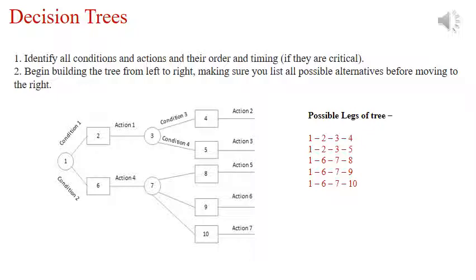This is one leg. Thereafter in the second leg we are starting from 1 2 3 5. In the third leg we are starting with 1, then 1 6 7 8, then 1 6 7 9, then 1 6 7 10. So these are the possible legs, outcomes, and on the basis of these, actions are performed. So this is a tree, and a tree has some limitations also. We'll discuss them in this video also.